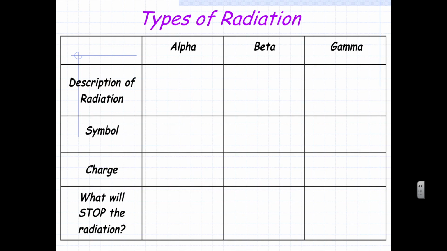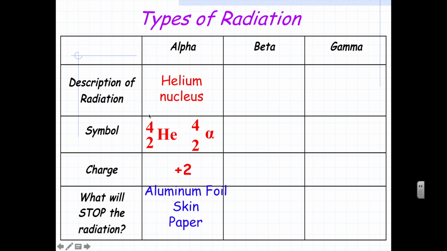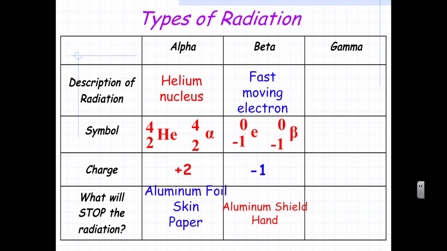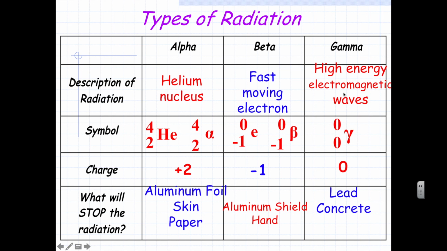Just to review, alpha particles have a helium nucleus. They have these symbols. Remember the helium symbol. The charge is a positive 2, and it has the least penetrating power. Beta particles are fast-moving electrons, have those symbols, and have a charge of -1. Gamma rays are high energy electromagnetic waves. They have this symbol. They have a charge of 0, and they're only stopped by very thick lead or concrete.